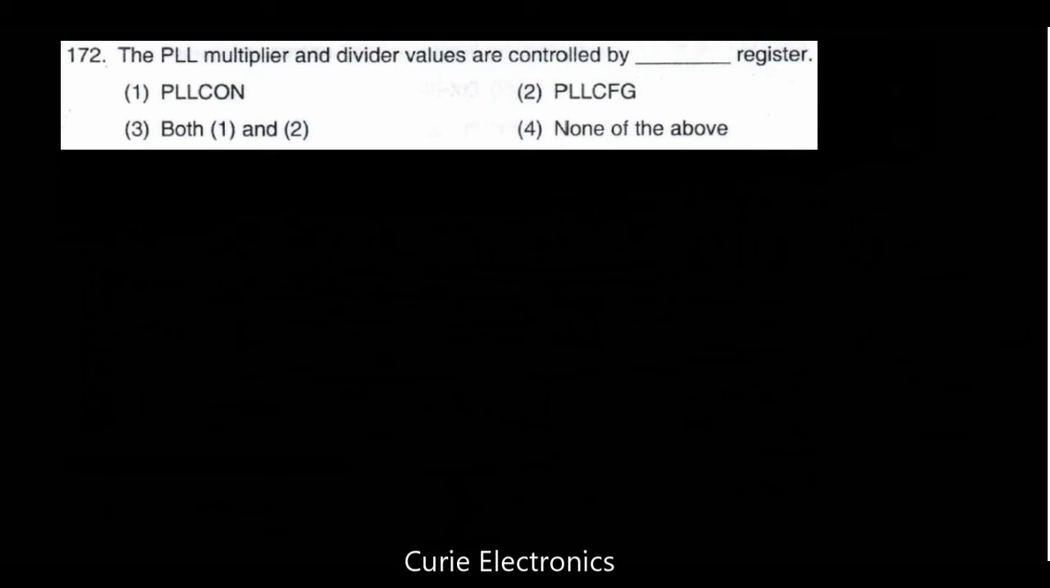The PLL multiplier and divider values are controlled by dash register. It is the phase locked loop configuration register. That is what controls this multiplier and divider. We can multiply and divide to set the frequency. So that is done using the PLLCFG register, that is the phase locked loop configuration register.